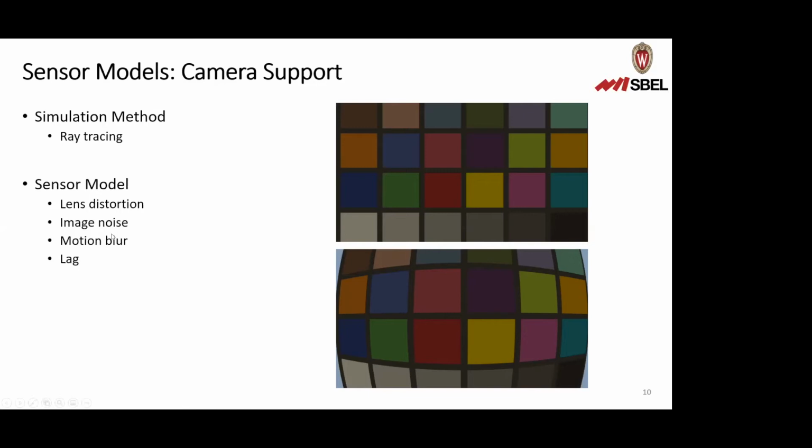And so some of these are lens distortion. That's the example I'm showing on the right. That's for when you have a wide angle lens, the image becomes distorted. And while you can correct that, it fundamentally changes what your camera can even see. And we also include image noise, motion blur, and lag.